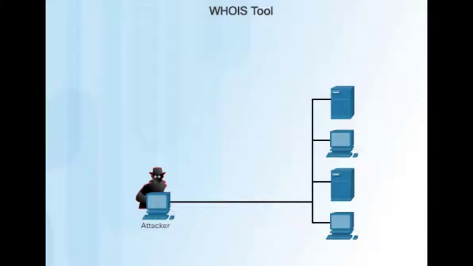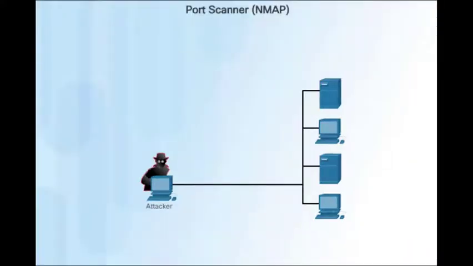Figure 1 portrays an attacker using WHOIS, a public internet database containing information about domain names and their registrants. Figure 2 portrays an attacker using the Nmap tool, a popular port scanner. With a port scanner, an attacker can probe ports of a target computer to learn about which services are running on that computer.